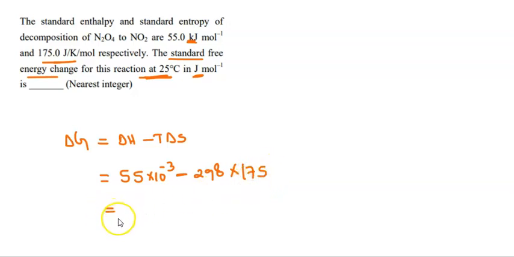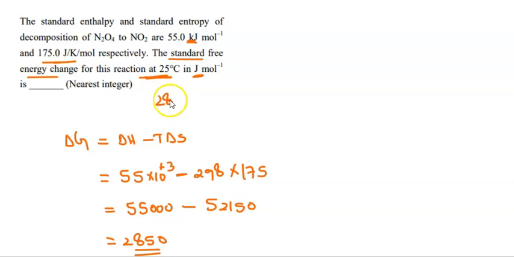So if I do the calculation for this, you can get 55,000 minus 52,150. Then you can get the answer 2850 joule per mole. 2850 joule per mole is the correct answer for the given question.